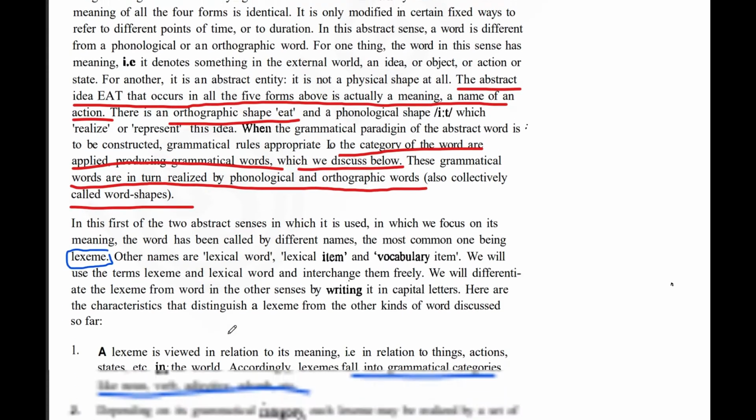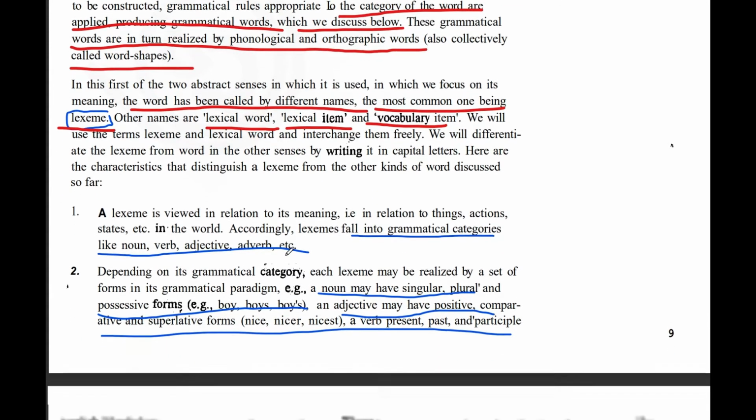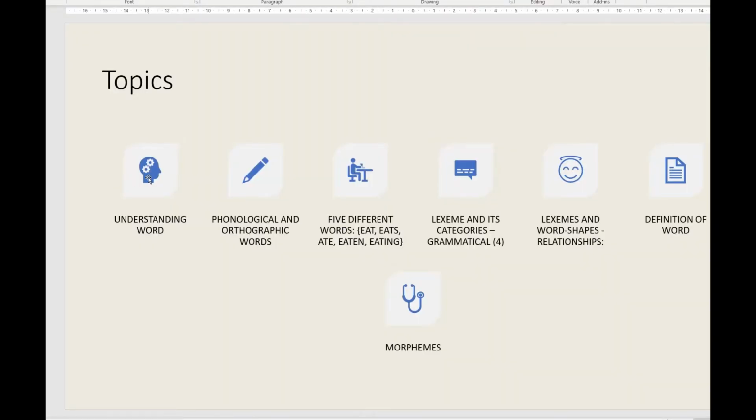So let's understand where lexemes come in this picture. The word has been called by different names, and the most common one is lexeme. It is also called the lexical verb or the lexical item or vocabulary item. So let's see how this lexical word changes. A lexeme can change the meaning of the sentence or the word. So it has a total of 4 categories, as I had mentioned before, that we would be talking about.